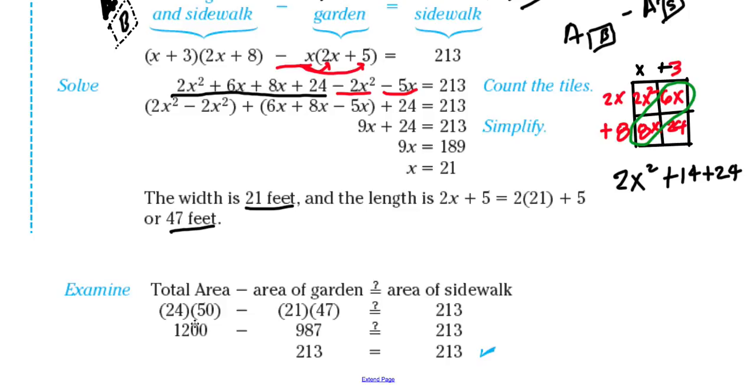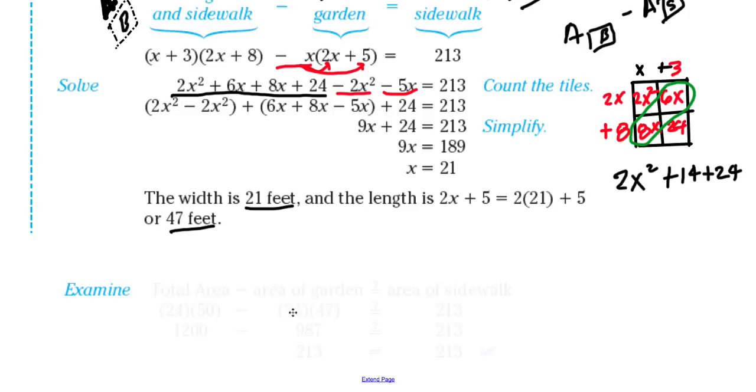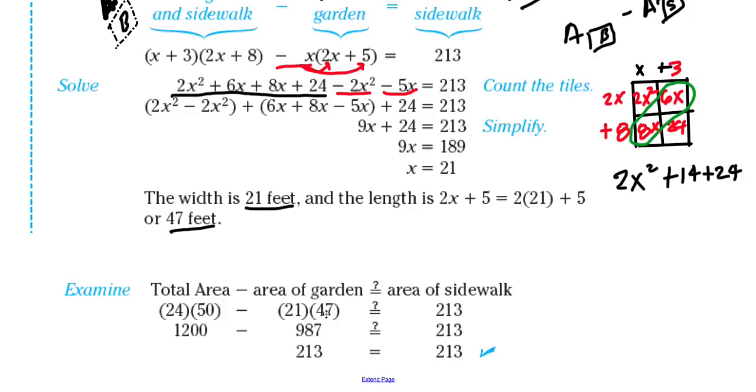There's the area of the garden and the sidewalk. Subtract the area of the garden, which is 21 times 47. Is it equal to 213? Is 1200 minus 987 equal to 213? The answer is yes. And our answer is correct. And that's how you multiply binomials, and that's also how you solve word problems using multiplication of binomials.